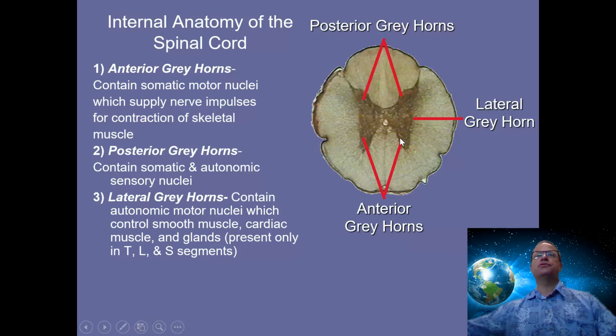anterior gray horns. Now, in other areas of the spinal cord, there might be a lateral horn. There's actually not one here, but there would be right about here. And that lateral horn would contain the cell bodies of autonomic motor nuclei. And we'll talk about those later in a couple more chapters.